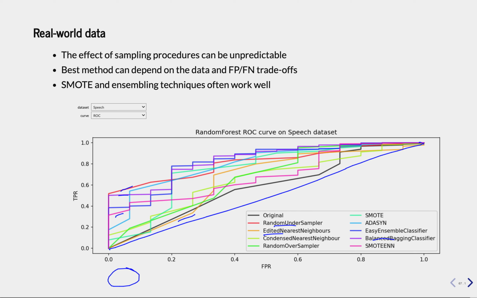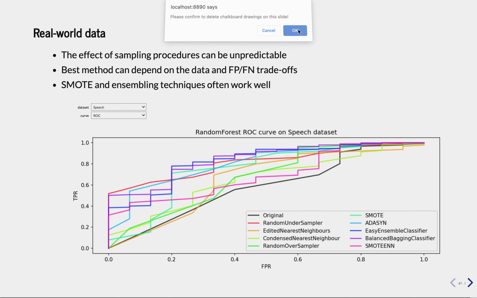Overall, it looks like balanced bagging and these ensembles are both doing very well. Also very well is SMOTE here, and the light blue one, ADASYN, is very similar, and then undersampling also does quite well here. We could also look at other data sets, and your mileage will vary a lot.